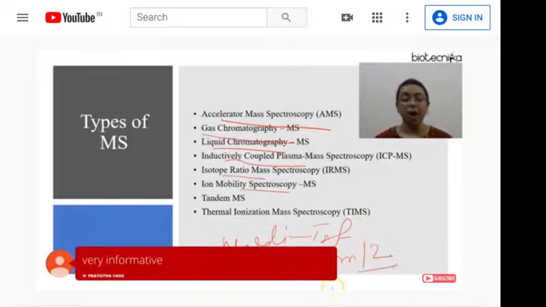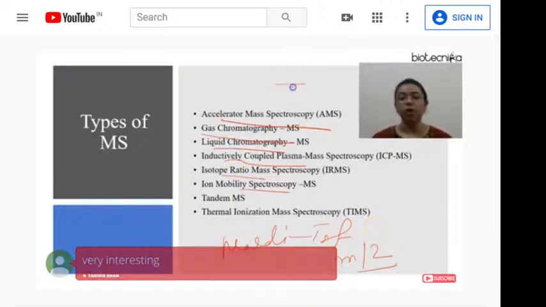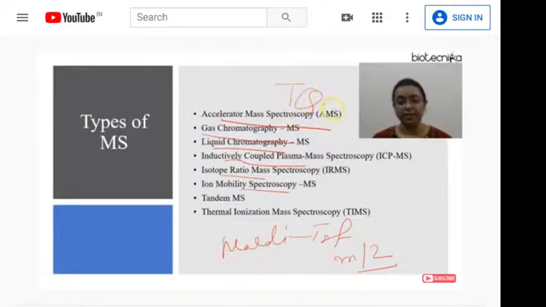Apart from this, we have triple quadrupole mass spectrometry, which we call TQMS. A triple quadrupole mass spectrometer is a tandem mass spectrometer, in which the first and third quadrupoles act as mass filters, and the second acts as a collision cell to fragment the selected precursors.